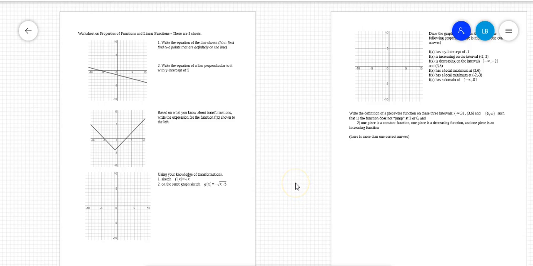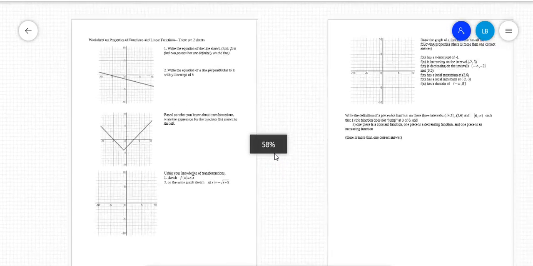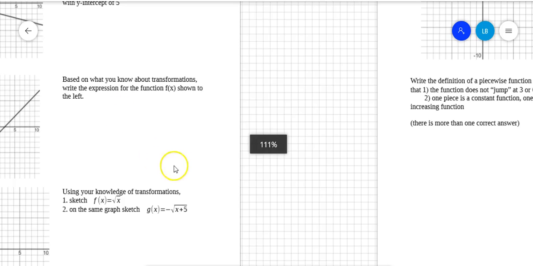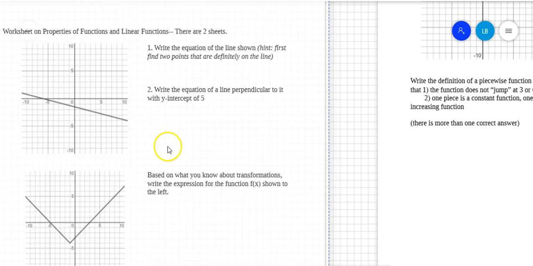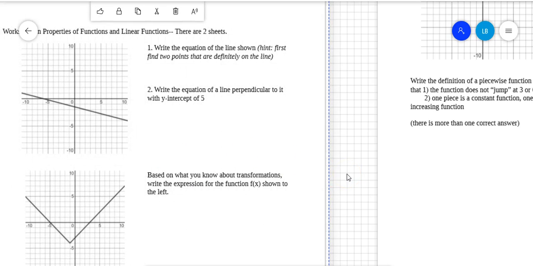Here are the answers to Thursday's worksheet. I'm going to work through all of them. Let me zoom in a little bit. Number 1, write the equation of the line shown. So you need to find 2 points that are really on the line in order to find the slope.